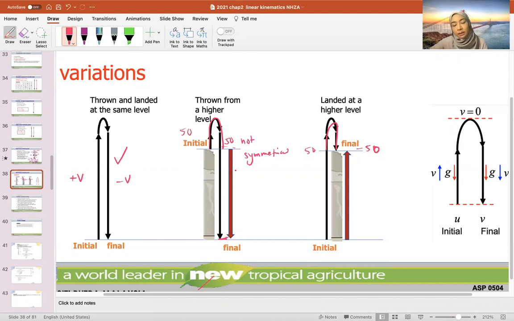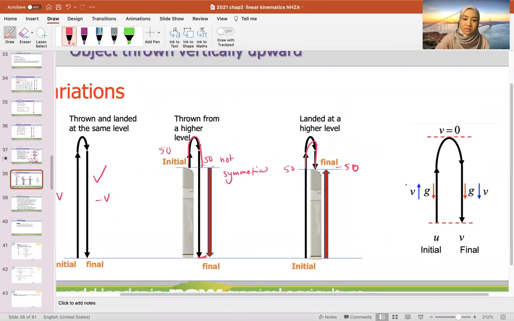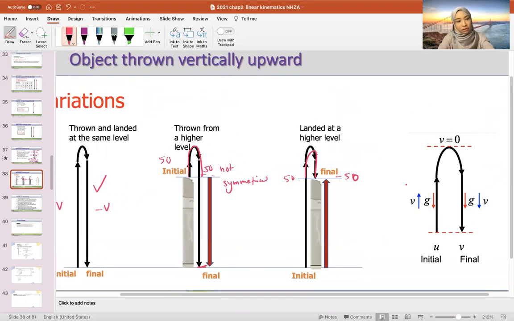Yang ni boleh kita akan pakai calculation. Okay, so don't worry, we have a lot of calculation in physics. We start with the theory or the concept and then we move on to the calculation as usual. Okay, so this is u. Remember what is u? u is your initial velocity and v is your final velocity.